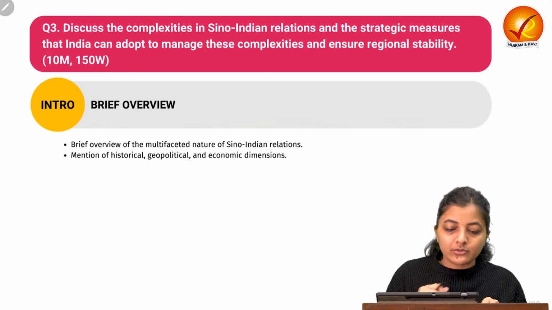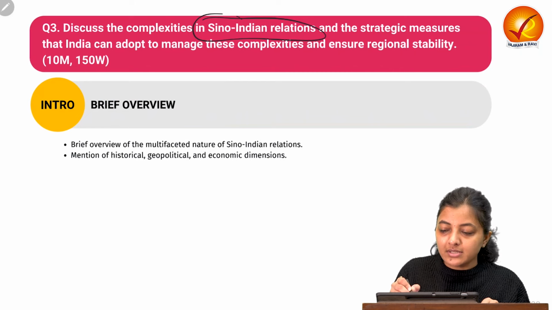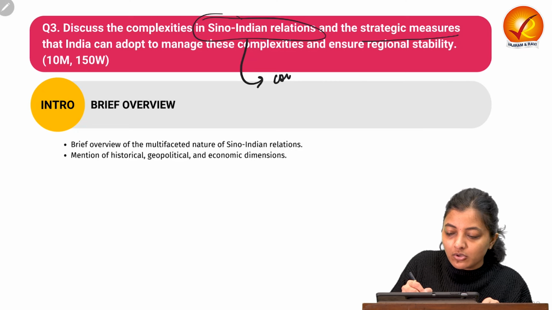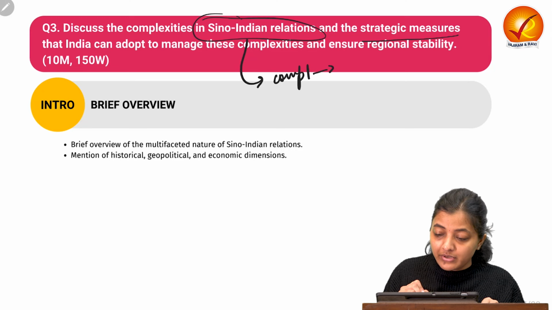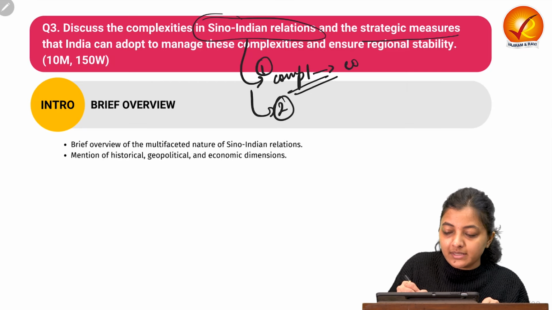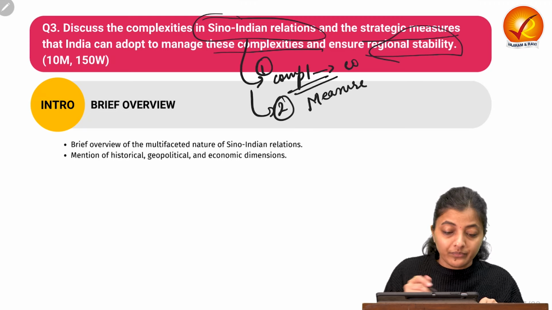Moving on to the next question. Discuss the complexities in Sino-India relations and the strategic measures. So we need to write some nuances or complexities in India-China relations and the strategic measures. Again, we have two parts. First is about the complexities and second is about the measures, so as to manage these complexities and ensure regional stability.